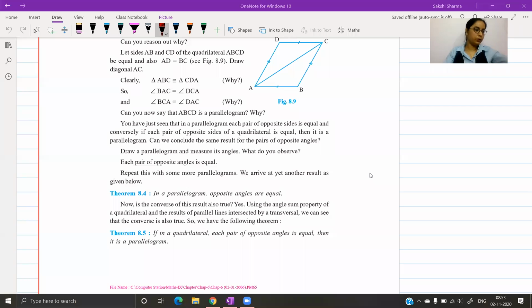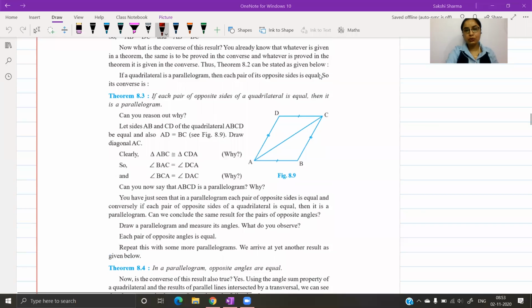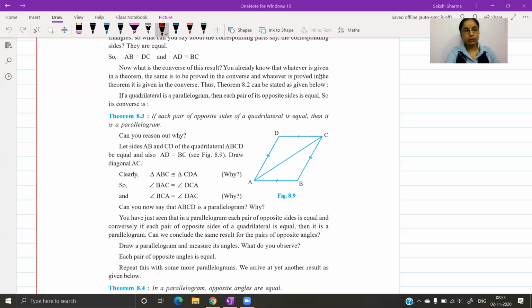This is what we were doing. We had done theorem 8.1. This is the only theorem whose proof is in your syllabus. Rest all the theorems will be used as such, means the result will be used as such in the questions. Otherwise, you don't have to prove them.